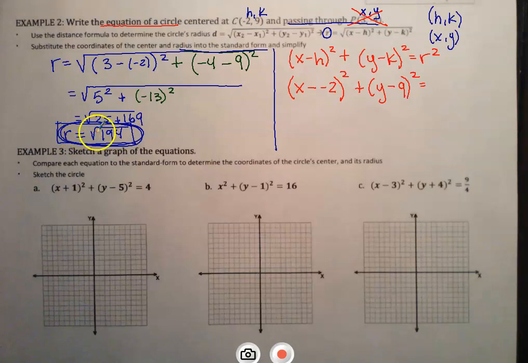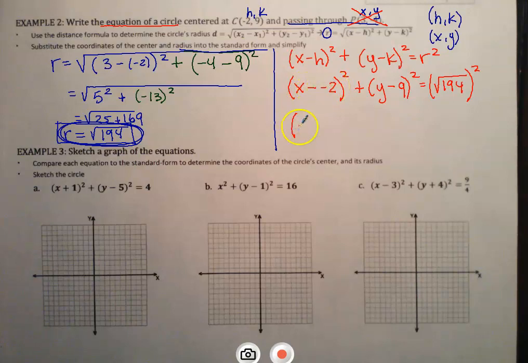Well, our radius is the square root of 194. So this equals the square root of 194 squared. And you'll see why I said you didn't have to do any more work to that. Time to simplify.